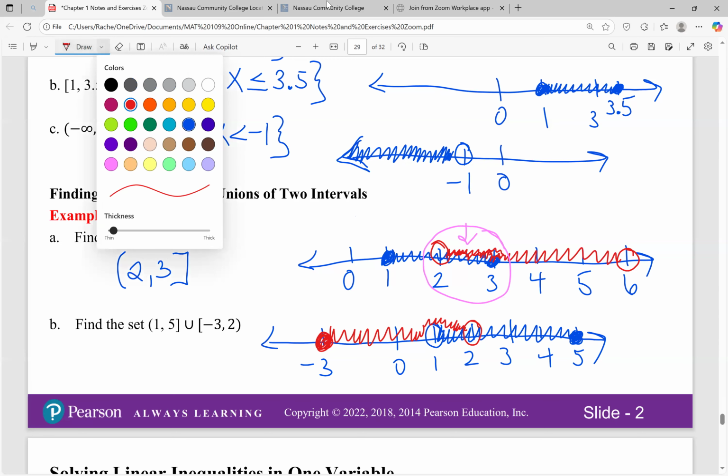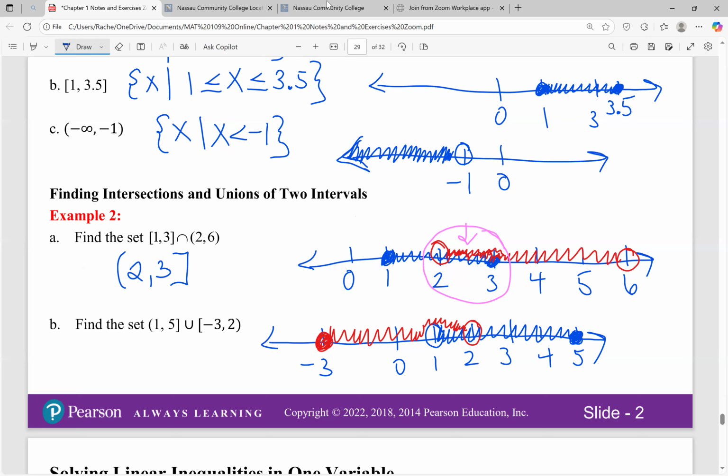So the union of the two sets is going to go from -3 to 5. And -3 is included, right? We have the closed circle on -3, so I'm going to put a square bracket, and then 5 is also included. So I'm going to put a square bracket around the 5. And that would be the union of those two sets. We're just joining them together.